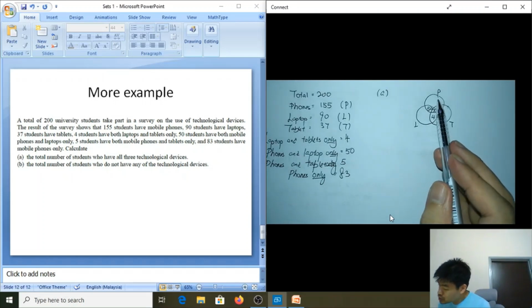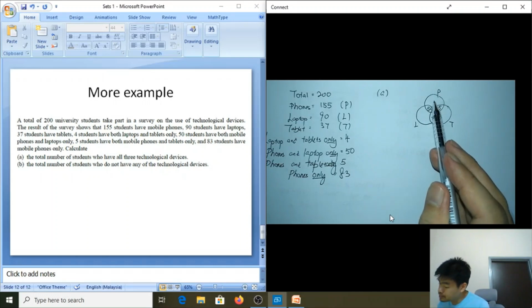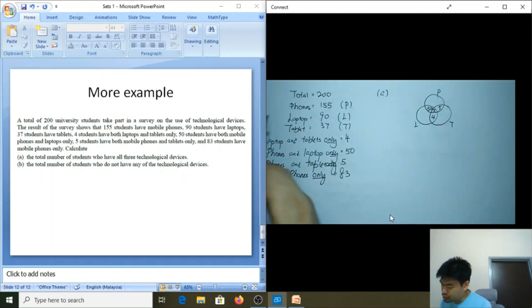How many actually, okay, P stands for phone, right? How many actually own the phones only? Now take note of the information here. There are 2 numbers that tell us how many students own the phone. Which one is the correct one to fill into these sections?